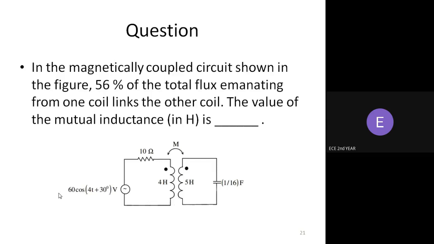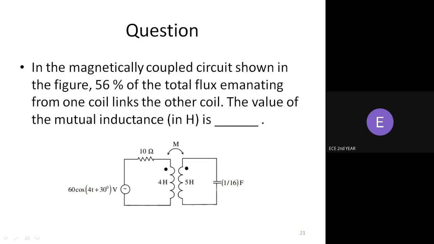And we will switch over to the next question. In this given magnetically coupled circuit shown in the figure, 56 percentage of the total flux emanating from coil one links to the another coil, and the value of mutual inductance in Henry is dash. So here we need to calculate the mutual inductance between these two coils.